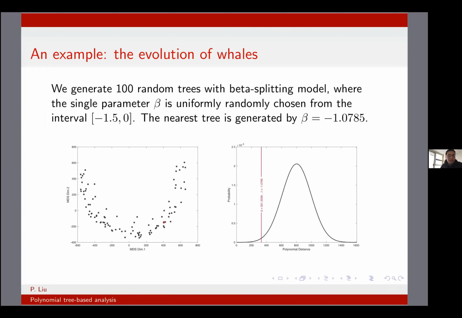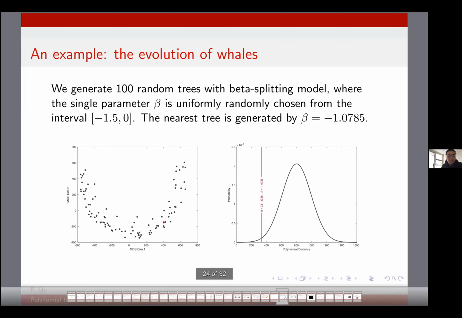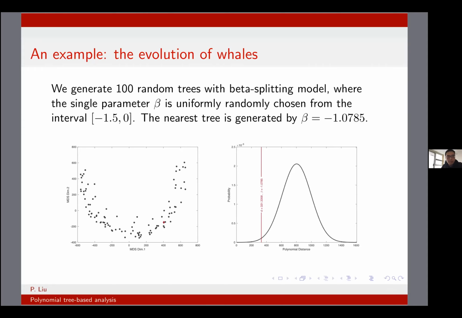This is just showing an example that we can also estimate the parameter that generated the tree, because the beta-splitting model has one single parameter beta, and in this case the closest tree has beta equals -1. So we could probably say for the whale evolutionary tree, beta is probably -1, but beta doesn't mean anything there. But if we're using something like a birth-death model or other models, then we could get some meaningful parameter estimation.